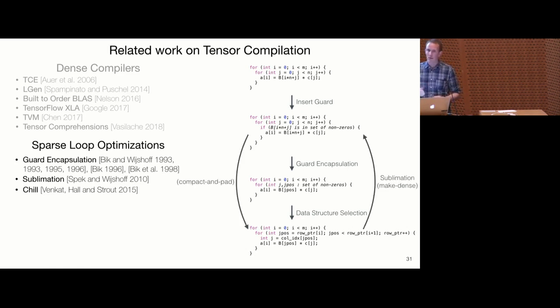The key thing here is that they start with a piece of C code, which makes it a harder problem because they have to analyze this piece of C code. Whereas we start with a tensor algebra expression, so we have a simpler job, in fact.